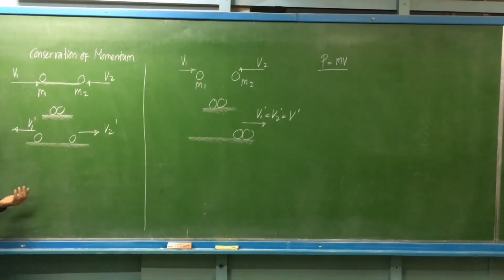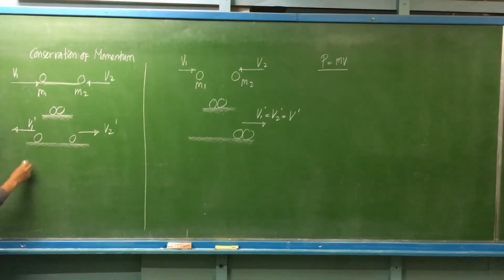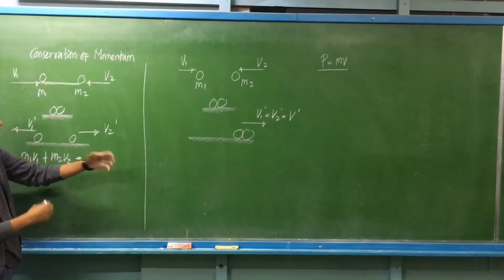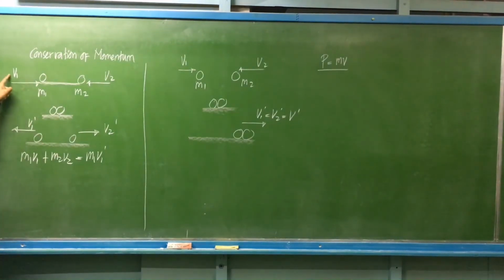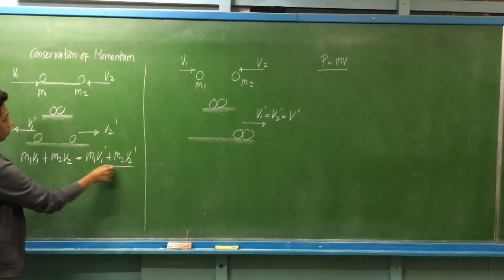So we have conservation of momentum. That is the momentum before collision. What is our momentum before collision? That is mass 1 v1 plus mass 2 v2, which is equal to the summation of the momentum after collision. That is mass 1 v1 prime, since v1 is no longer equal to v1 prime after collision. The velocities before and after collision are not equal. Plus, we have mass 2 v2 prime. This is our first case.